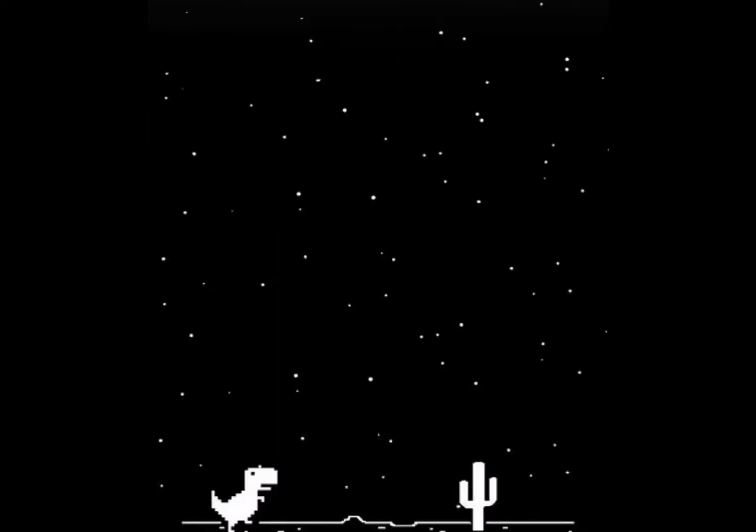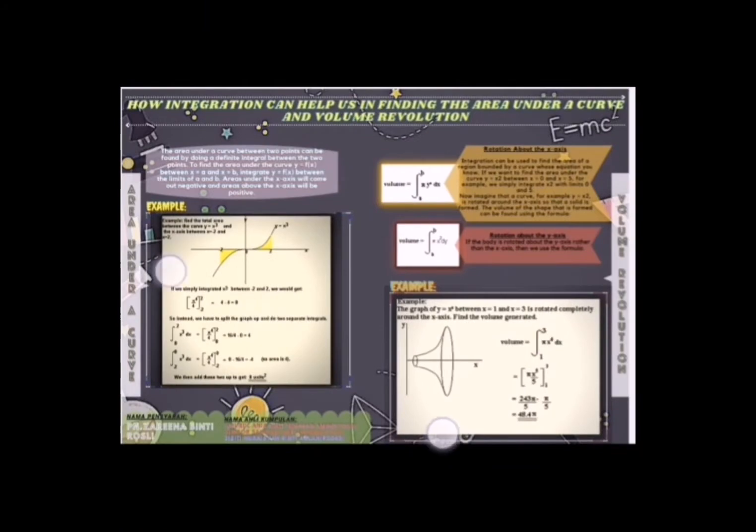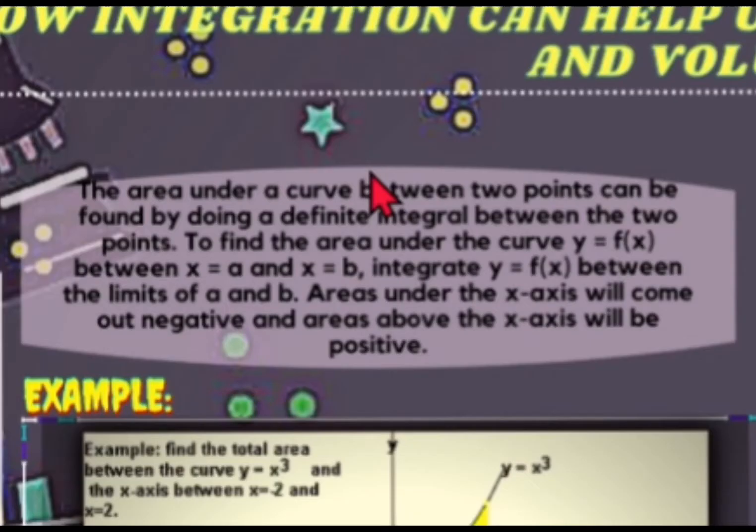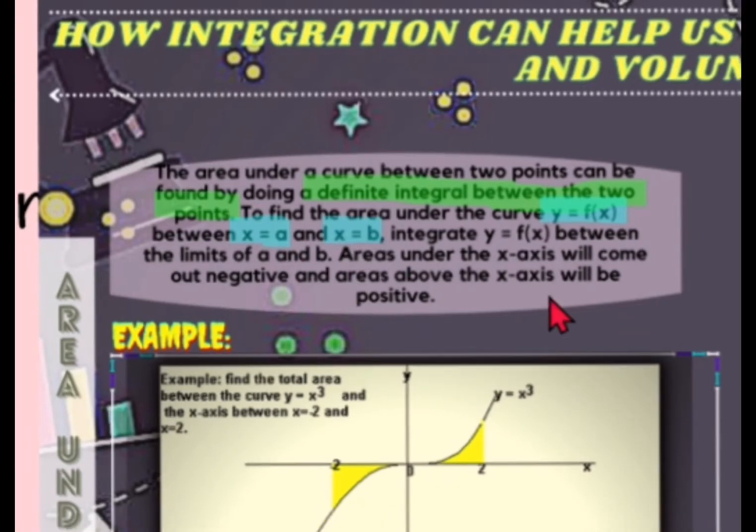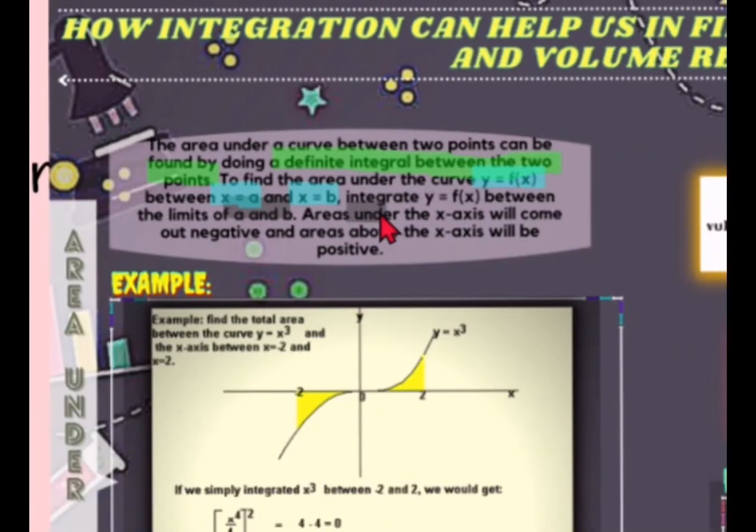How integration can help us in finding the area under a curve. The area under a curve between 2 points can be found by doing a definite integral between the 2 points. To find the area under the curve y equal f(x) between x equal a and x equal b, integrate y equal f(x) between the limits of a and b. Areas under the x-axis will come out negative, and areas above the x-axis will be positive.